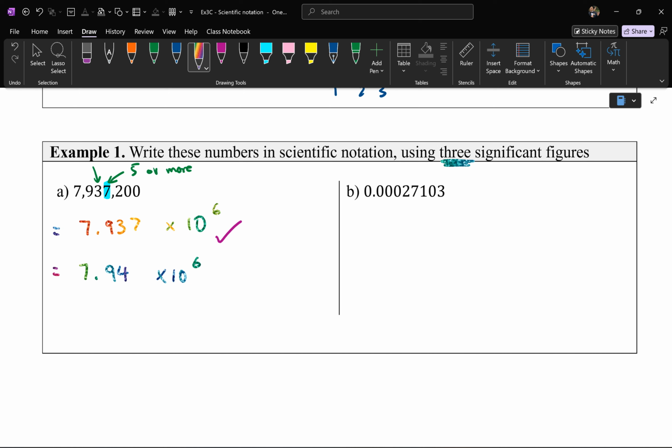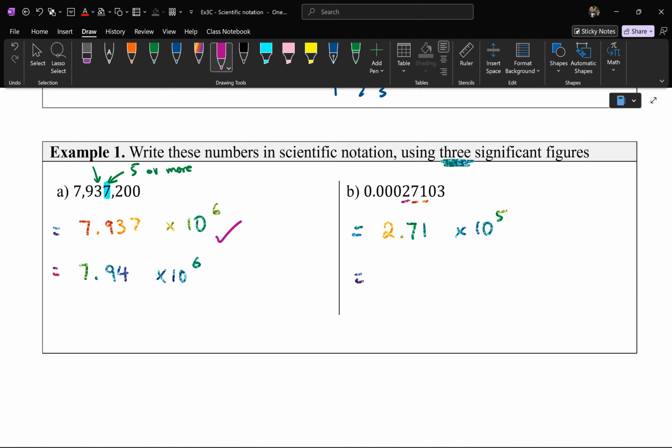Okay, let's try another one. This number is a bit smaller, but same thing. I want 3 significant figures in scientific notation. Remember, the base number has to be between 1 and 10. Who wants to have a go with this one? Hands up. Michelle. 2.71 times 10 to the power of 5. All right, 2.71, so that's 3 sig figs, times 10 to the power of 5. Okay, let's have a look.